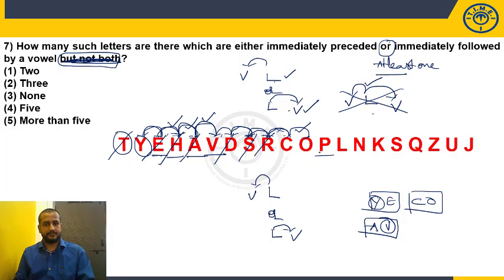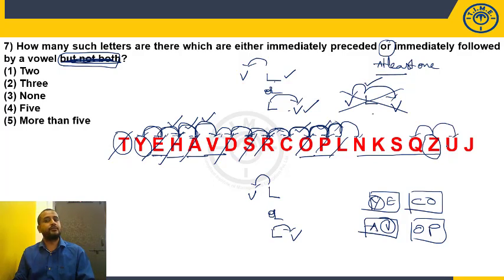Next, O. I can consider O also, right? Is it preceded by a vowel? No. Followed by a vowel? No. Next, P: preceded by a vowel? Yes. Followed by a vowel? No. So only one condition. Next, L: preceded by a vowel? No. Followed by a vowel? No. And you can observe that there is no such vowel till here, so I can start from here directly. Z: preceded by a vowel? No. Followed by a vowel? Yes. Only one condition. Z.